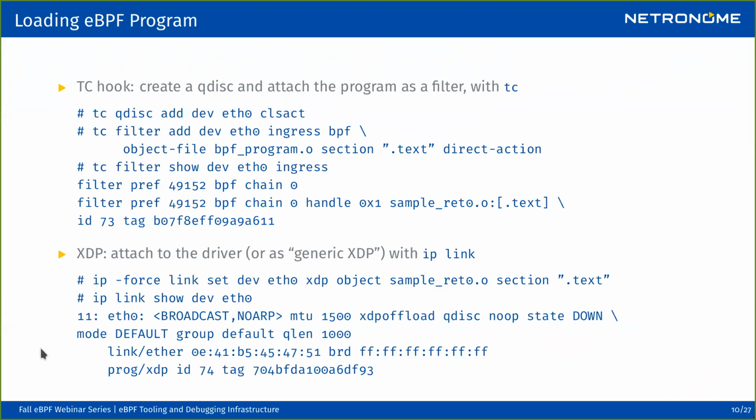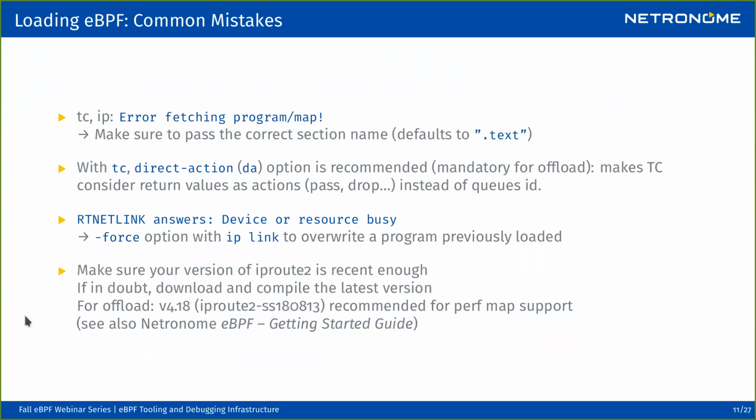A couple of mistakes that we could avoid at this time include passing the correct section name on the command line. So by default, if you do not provide a section in your source file, it gets stored in the .text section. And if you do provide another name, don't forget to pass it to the command line. Otherwise, before even trying to load the program, tc or ip don't know where to find the eBPF bytecode in the file.